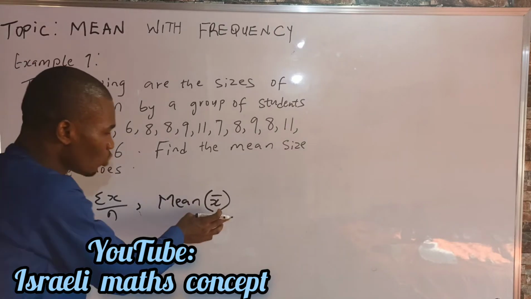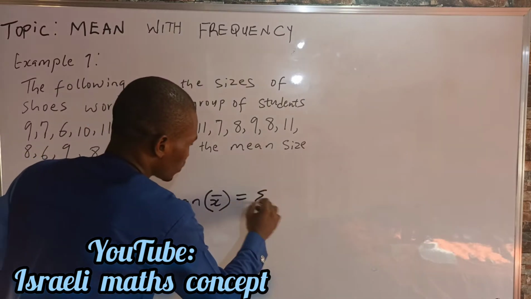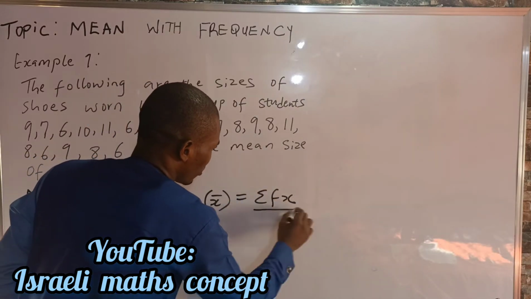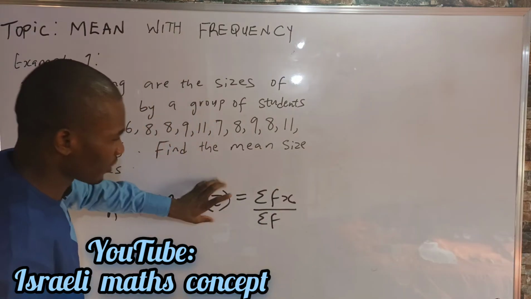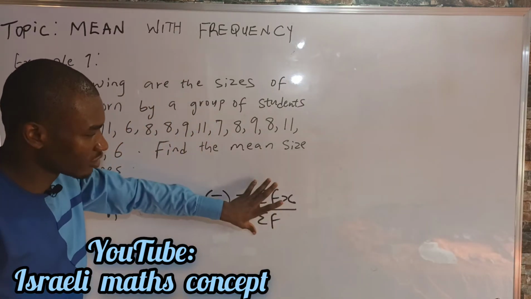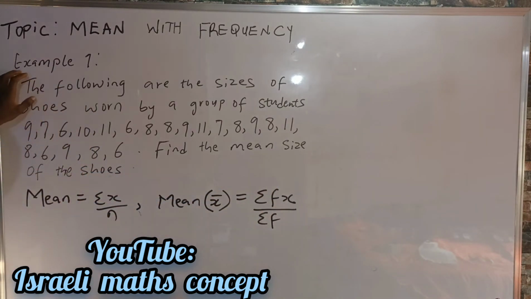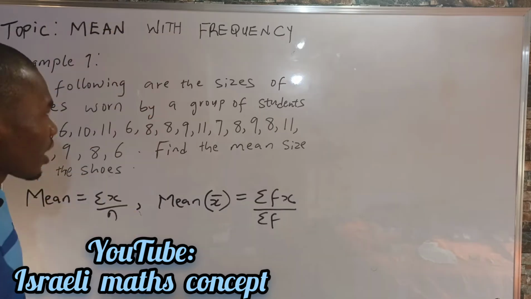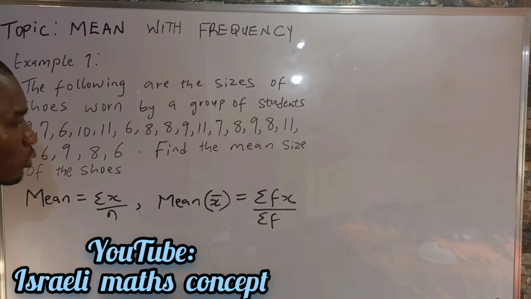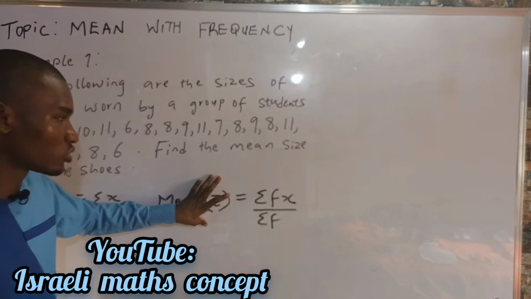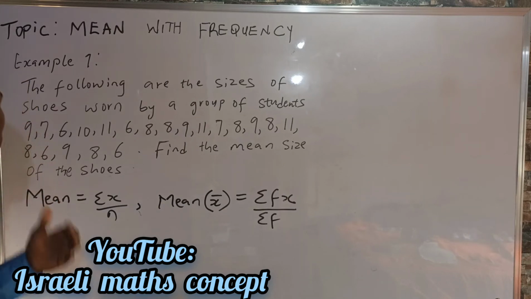So for the mean, which involves frequency, the mean is given as summation of fx all over summation of f. So automatically, this formula involves frequency, and this is basically the formula we use for the calculation of mean with frequency. I have a question on the board I want to solve with this formula to show you how to impute your values and also find the mean of a given set of data which involves frequency.